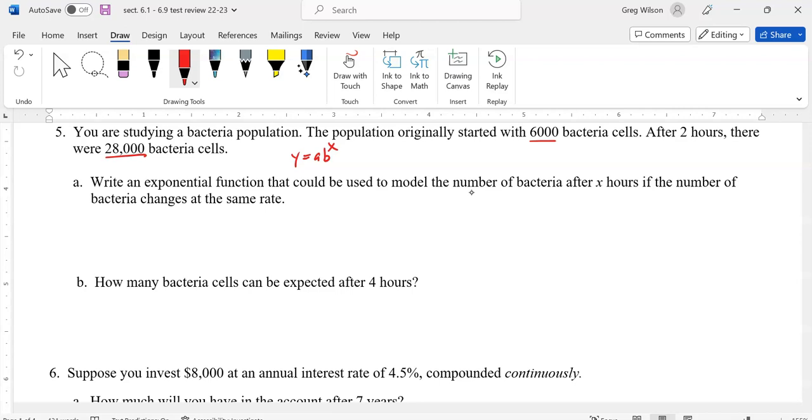All right, so 28,000, what the number became after 2 hours, that will replace Y. A is the initial value, how many we had at the beginning. I said earlier we're going to solve for B, and X represents how long it took, what time interval did it take for 6,000 to become 28,000, and so X is 2. So solving for B, I would first divide by 6,000.